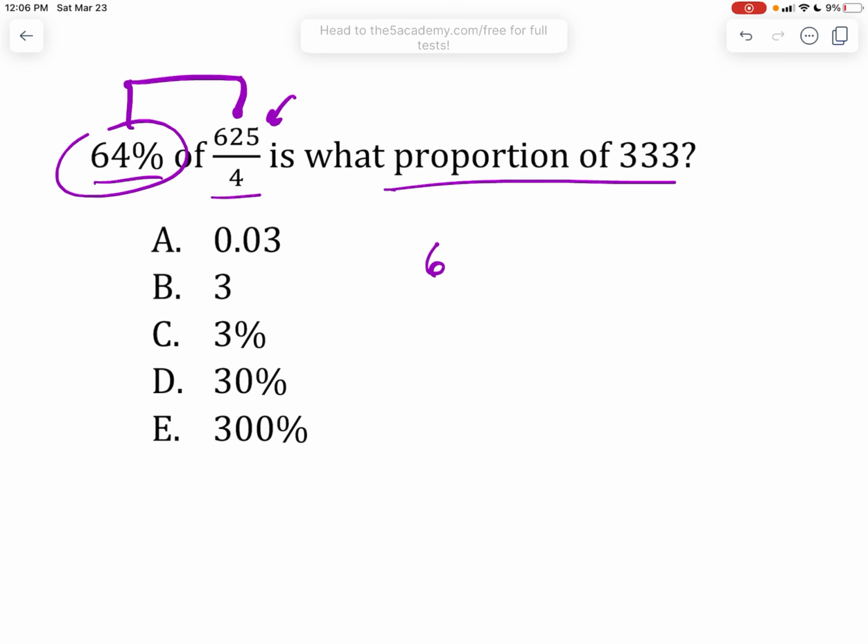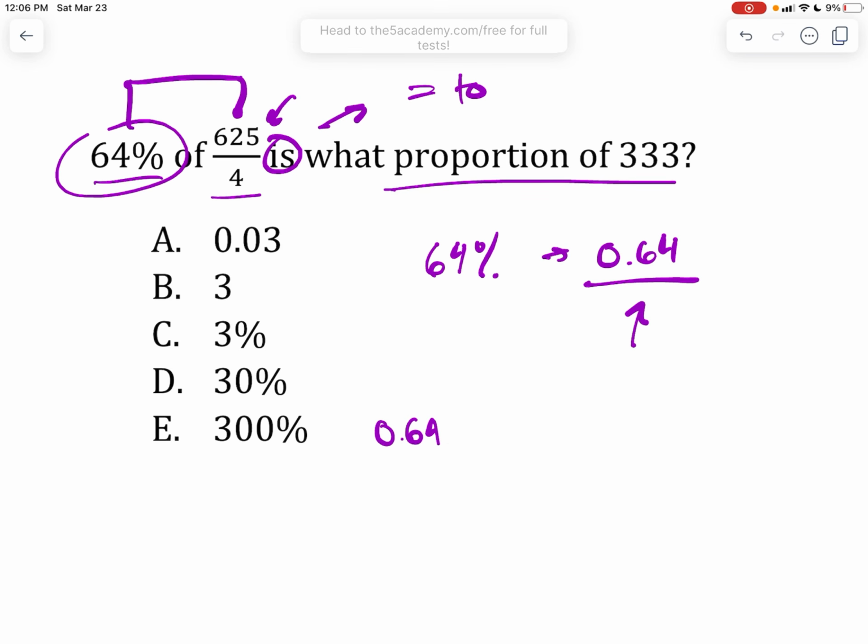So what's the decimal equivalent of 64%? 0.64, okay? So keep that in mind. This number, whatever it ends up being, that's what we're going to end up multiplying this by. Another thing to keep in mind, when you see "is," that just means equal to. So let's just start constructing it. 0.64 multiplied by 625 over 4 is equal to what proportion of 333?